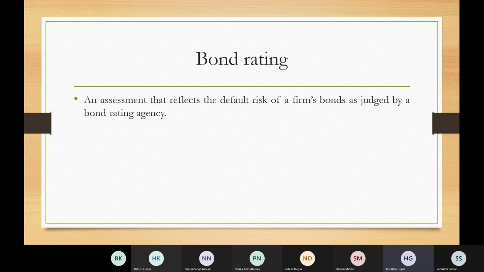Moving forward. Okay, so bond rating. Bond rating is basically an assessment that reflects the default risk of a firm's bonds as judged by the bond rating agency. You all know the bond rating. You must have seen A, double A, double B, triple B. Those are the bond ratings that the rating agencies provide, which signify how risky or how secured a bond is. So the higher the rating, the better it is.